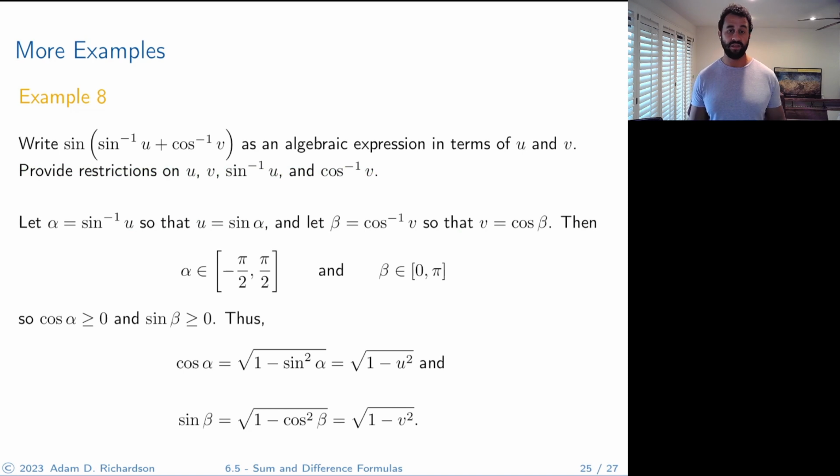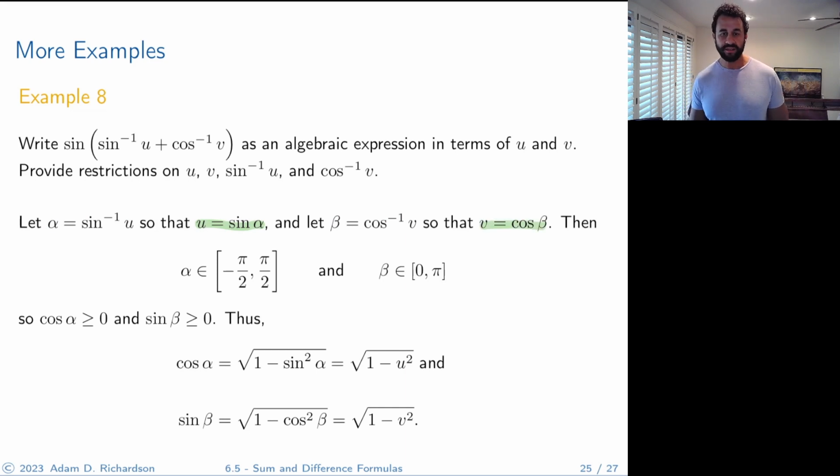Now what we're going to do is relabel those inverse trig functions as just angles. So that's what I'm doing right here. We're going to let alpha be sine inverse of u, and beta equal cosine inverse of v. And then by definition, we'll have that u equals sine of alpha and v equals cosine of beta.